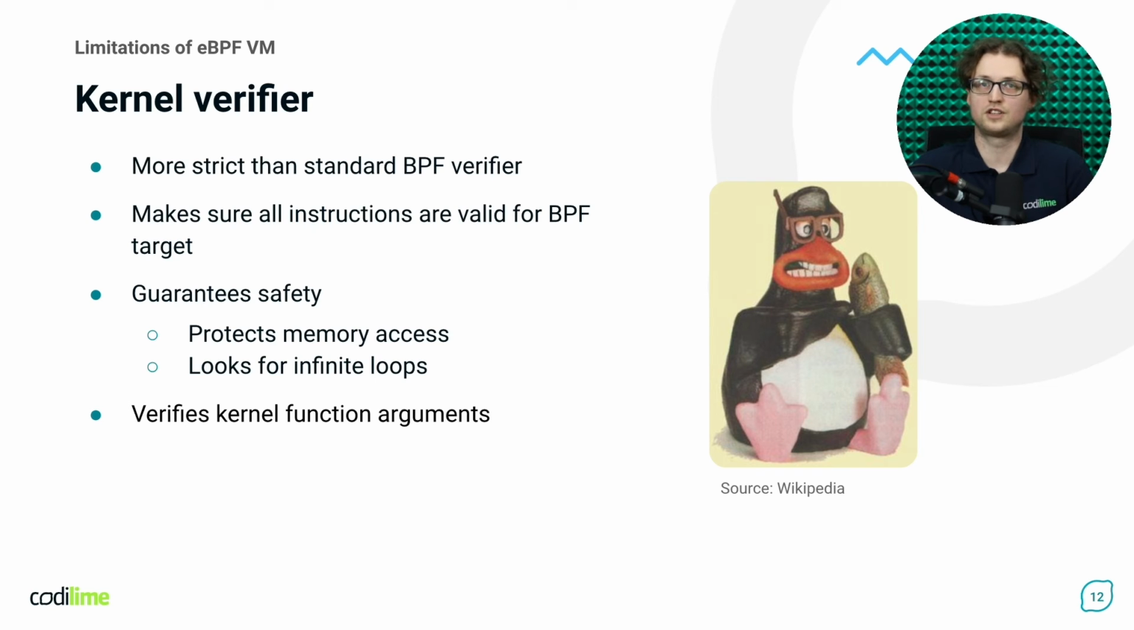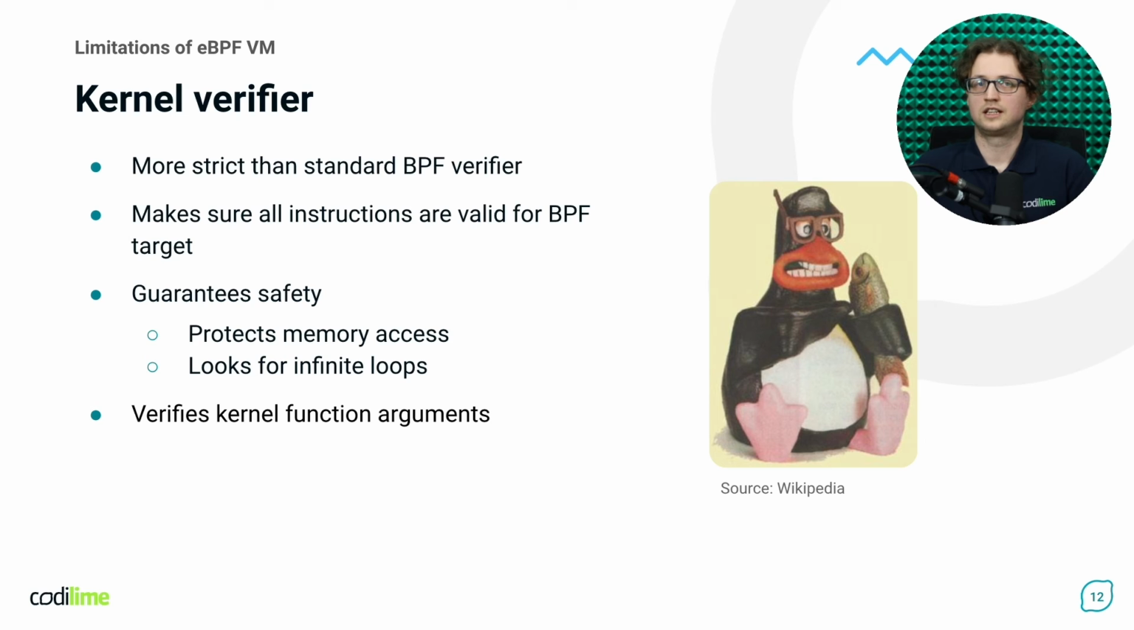Loops are allowed because the verifier tries to make sure that every single path in the program is going to end with a return code in a reasonable amount of instructions. And this limit changes. I think right now it's 100,000 instructions. And even if your program is safe, but it possibly can take too long to execute, it will fail verification.